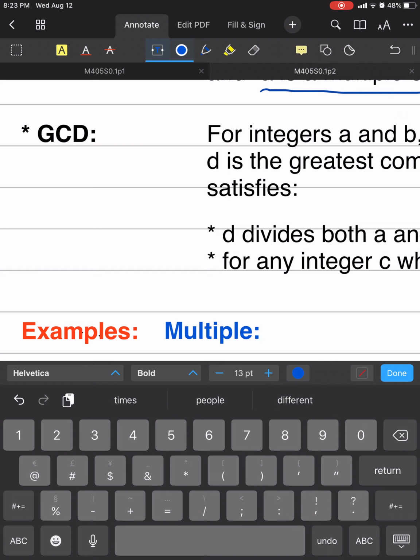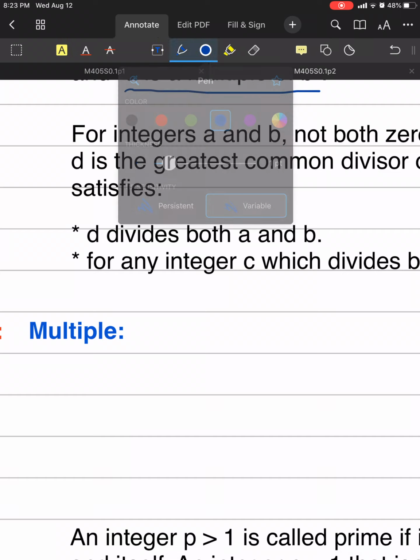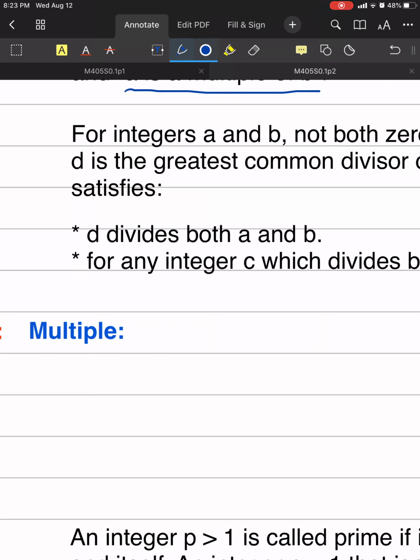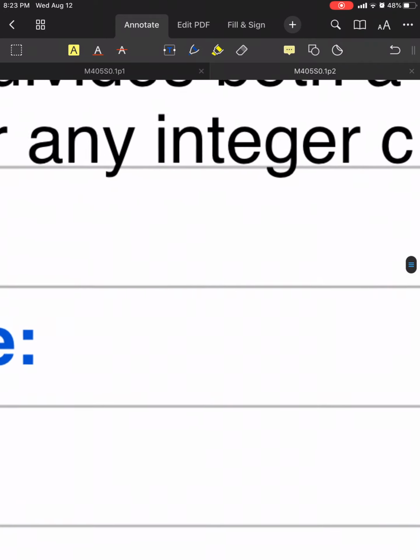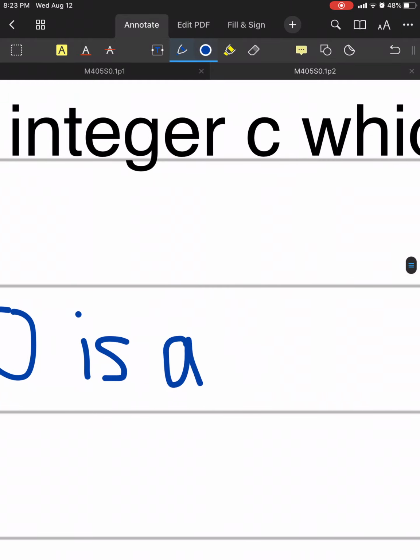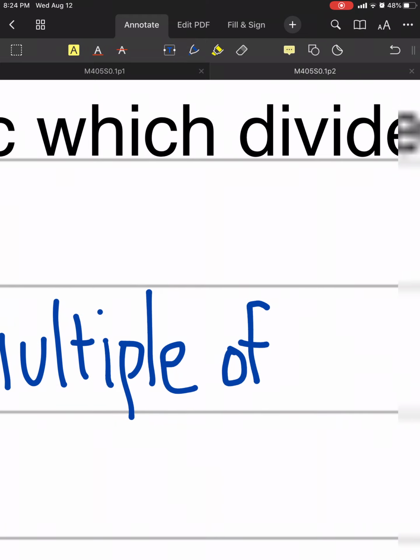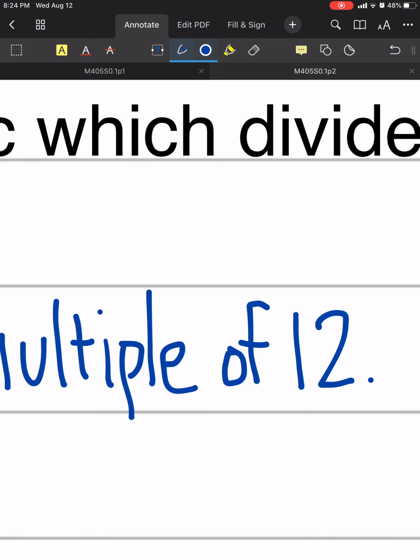Okay, so multiple. An example, and if this were in class, I'd be asking you for these examples, but an example of a multiple here would be, for instance, 180 is a multiple of 12. That's going to be our example that we're going to look at.